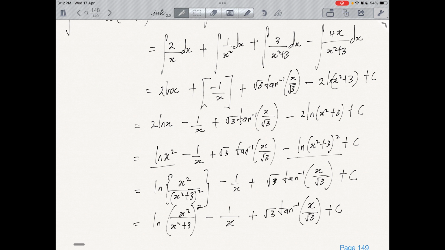Now in our next video, we'll be taking another format of integration using partial fractions with quadratic factors.